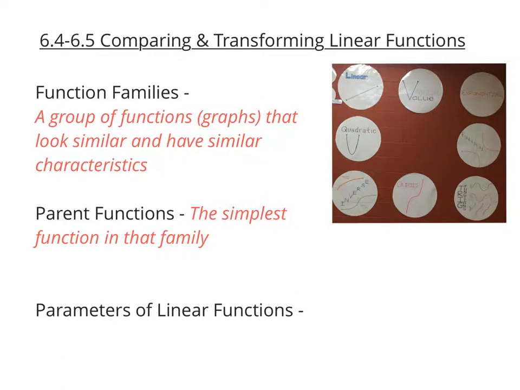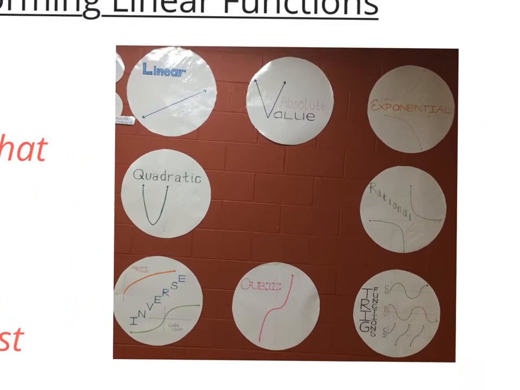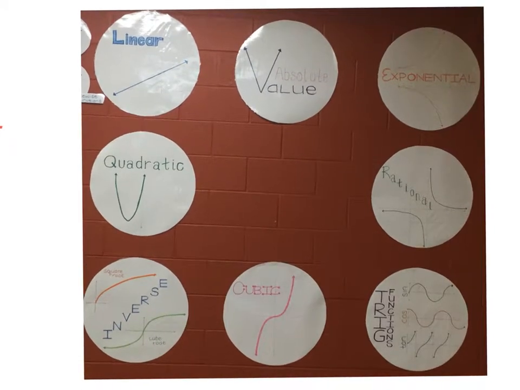So the first thing is just talking about what a function family is. A function family is a group of functions or graphs that look similar and have similar characteristics. This is just a picture of what I have on the wall, and these are all different function families. We have mostly just talked about linear, and all linear functions are straight lines. But there are these other function families. For instance, any absolute value function is going to be this same general V shape. Now it might be upside down, it might be wider or shorter, or start in a different place, but it's still going to be that same general shape.